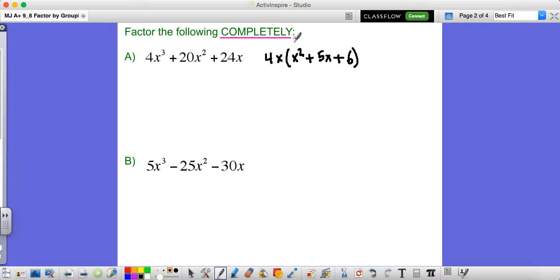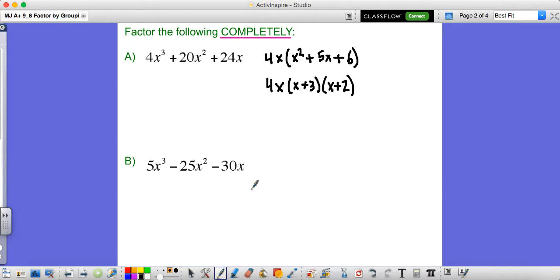So now we're not going to use difference of squares, but we are just going to use our typical factoring method. What two numbers multiply to 6 but add to 5? The answer there would be 3 and 2. So you have 4x times x plus 3 times x plus 2. And now this expression is factored completely.